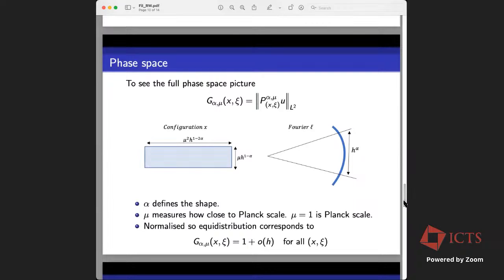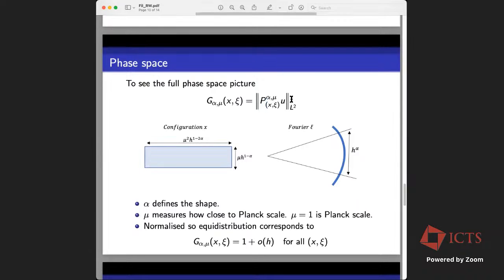So I define a new random variable. And so this random variable is G, alpha, mu, x, xi. So there are 4 parameters of importance here. And it's given by taking an L2 mass of U, where I've applied an operator P.